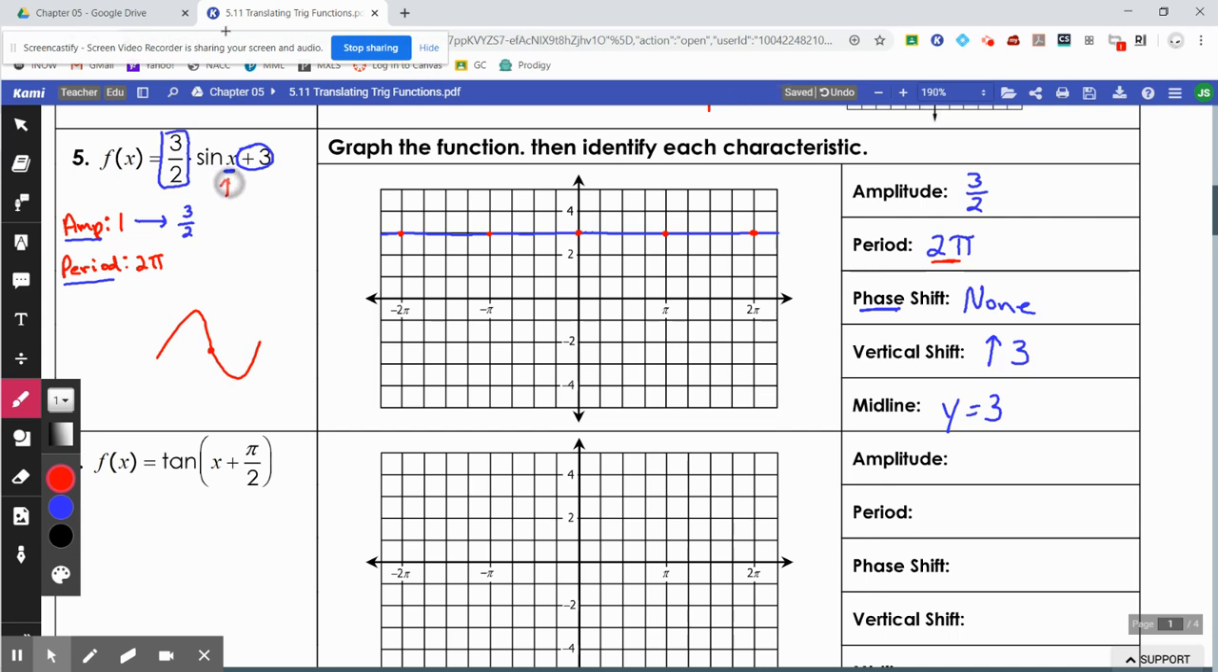So when I plug in my pi over 2, I get the sine of pi over 2, or the sine of 90, is going to equal 1. 3 halves times 1 is 3 halves. And then when I add 3 to that, that gives me 3 halves plus 6 halves, which is 9 halves. So 9 halves, that's going to be 4.5. So that's going to be right in there. So that kind of gives me the general shape of my graph. And you can see that amplitude there. We have an amplitude of 3 halves.